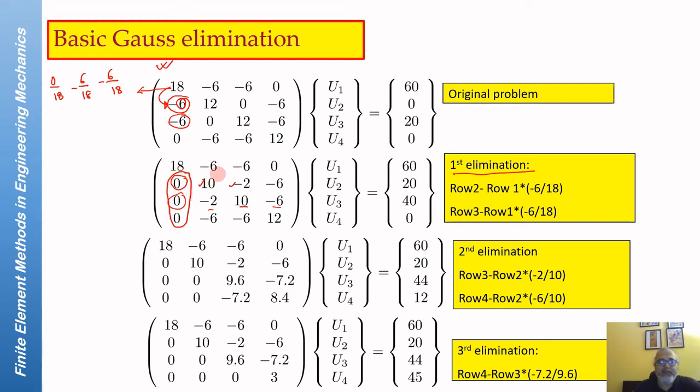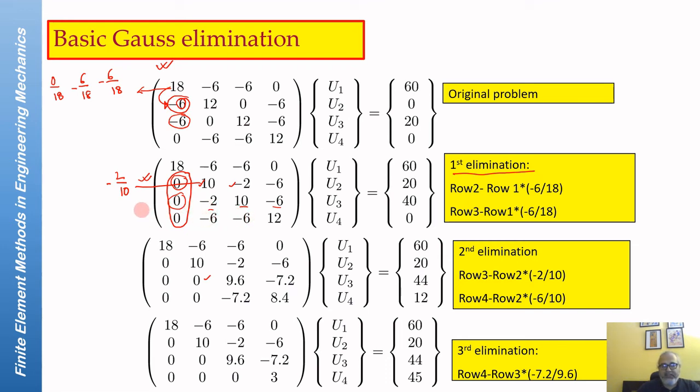Now we start with the second elimination step, and the second elimination step starts from the result of the first elimination step. So again, we now want to make these two 0. First we multiply the whole row by minus 2 by 10, and then subtract it from here. So this becomes 0 like it has here. These become something else, whatever you get by multiplying by minus 2 by 10 and subtracting from here.